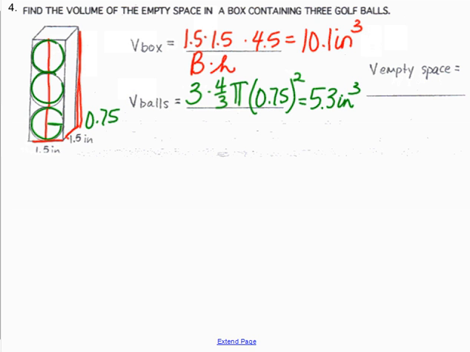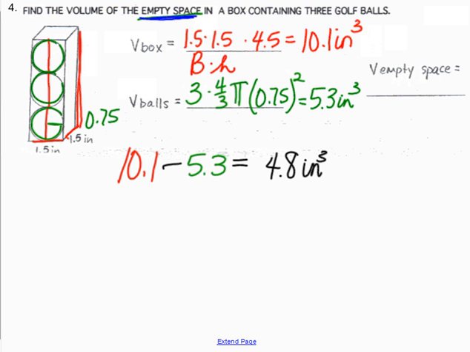So now I have the information that I need to find out the empty space. Empty space is your 10.1 minus your 5.3, and that's going to equal 4.8. That's how much empty space is in that box. That's why they sell tennis balls in cylinders rather than in boxes like that.